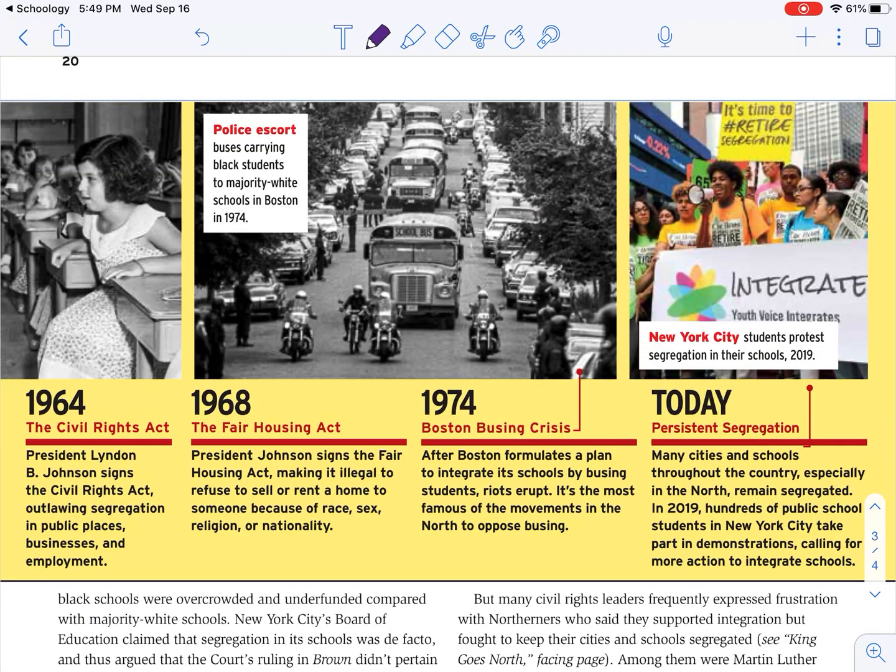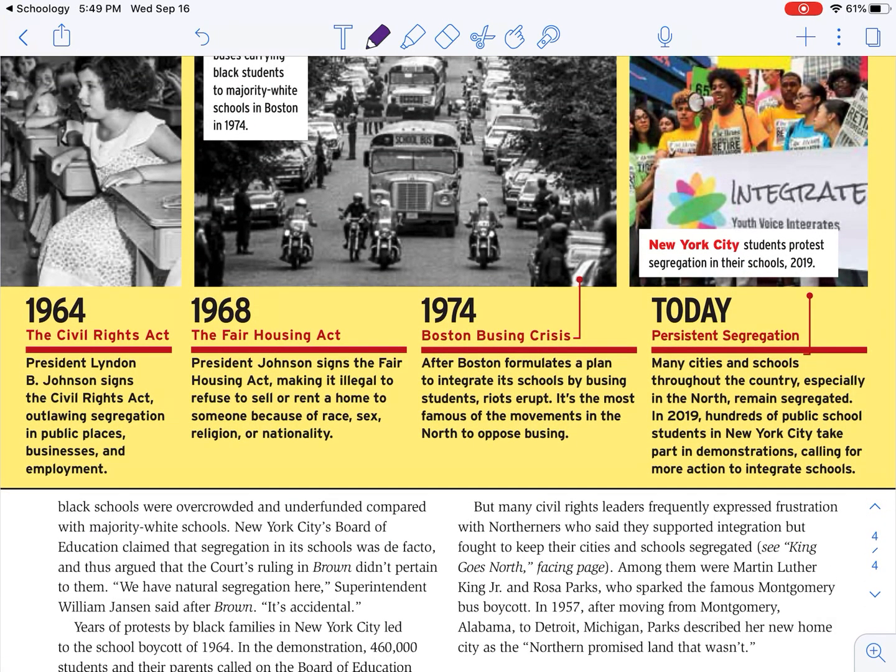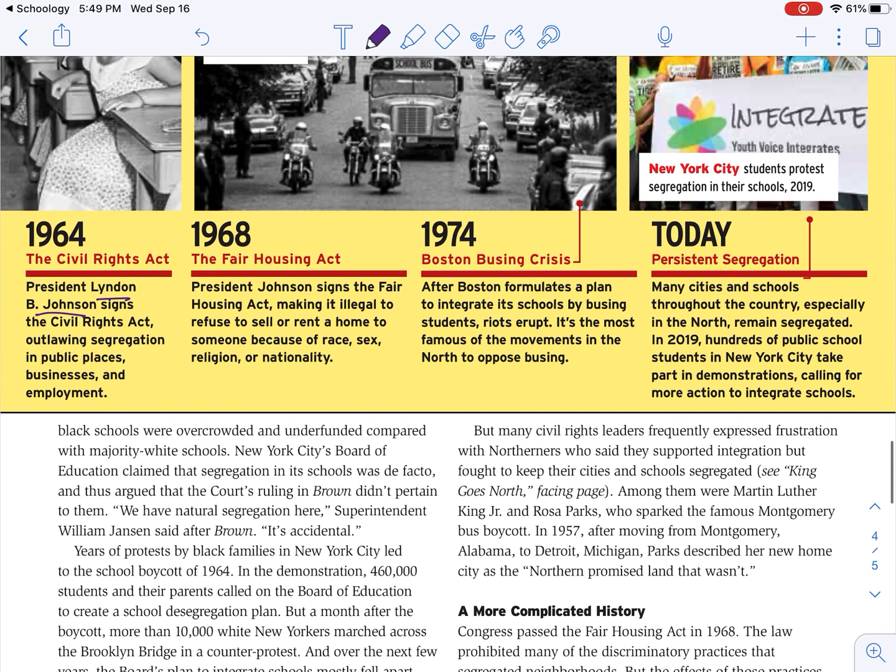And then here's the other half of that timeline. The Civil Rights Act. Oh, now here's President Johnson. So I know he became president after JFK. Fair Housing Act, President Johnson. So it looks like Lyndon Baines Johnson, President Johnson, is all about helping to end segregation. At least that's what appears here.